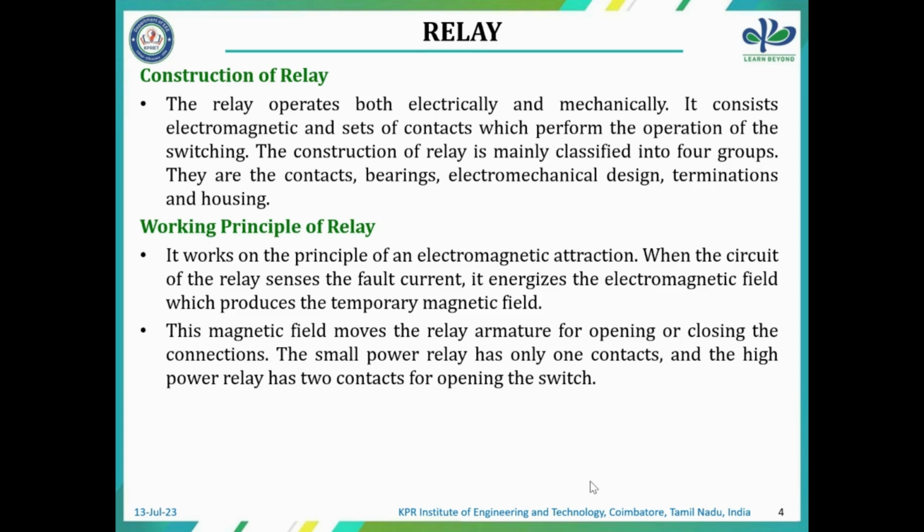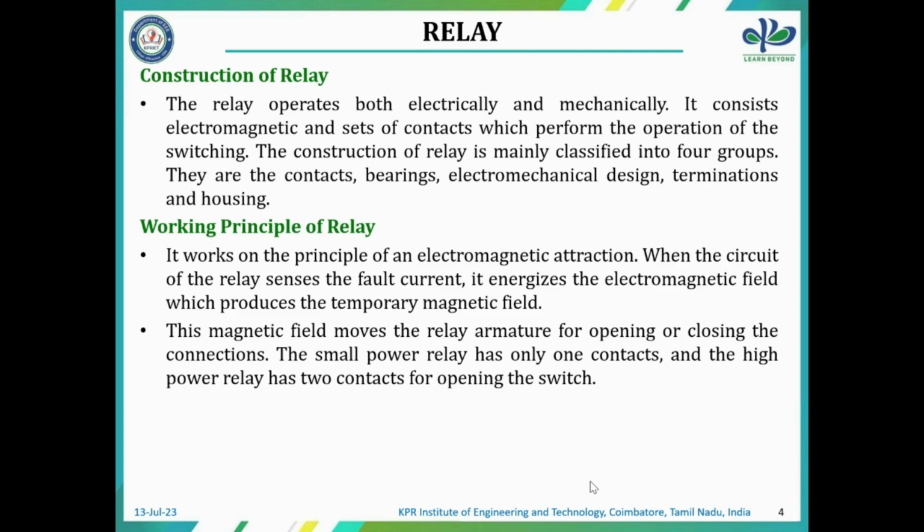How does it sense the faulty current? With the circuit of the relay: when the circuit senses it, it energizes the electromagnetic coils. Then it attracts the nearby coils to operate, to open or close the contacts. It produces a temporary magnetic field to operate. So this magnetic field moves the relay armature for opening or closing of the connections.